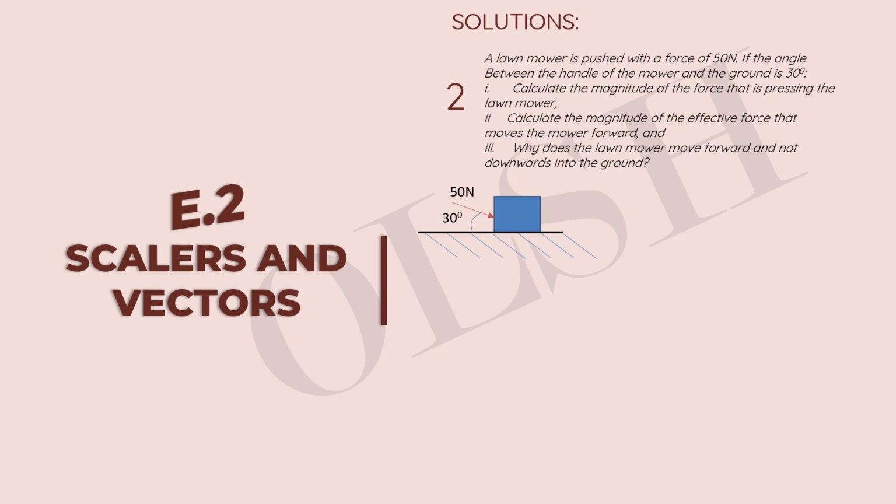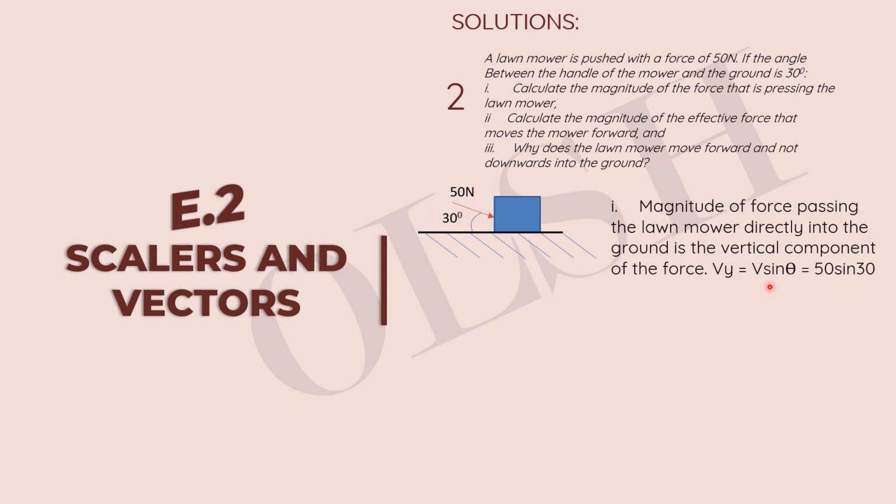They're asking us to calculate the force that is pressing this lawnmower into the ground. So what do we think is the force pressing this into the ground? The force pressing it into the ground will definitely press it in this direction. So that's going to be the vertical component of this 50 newton force, because that's the force that's going to be pressing this object into the ground. So we find the vertical component of this force.